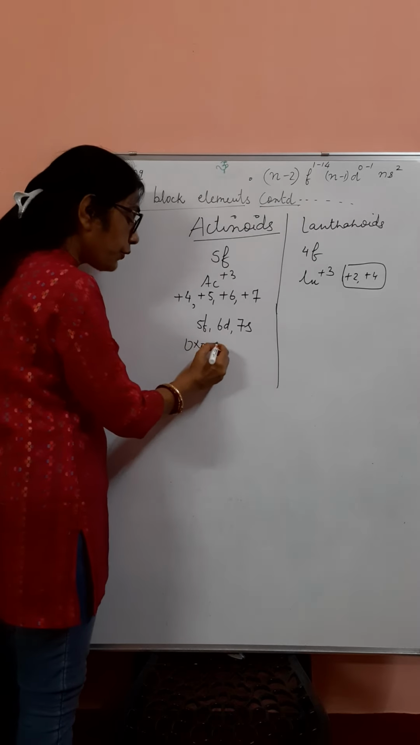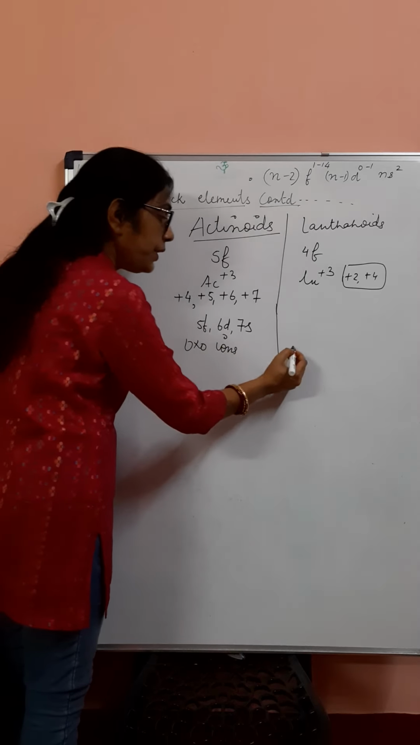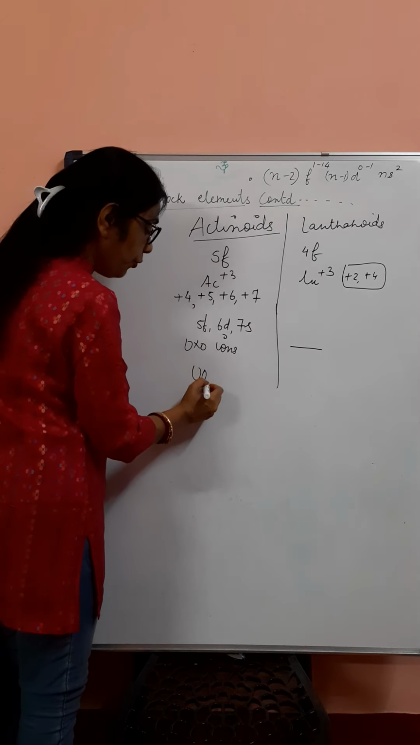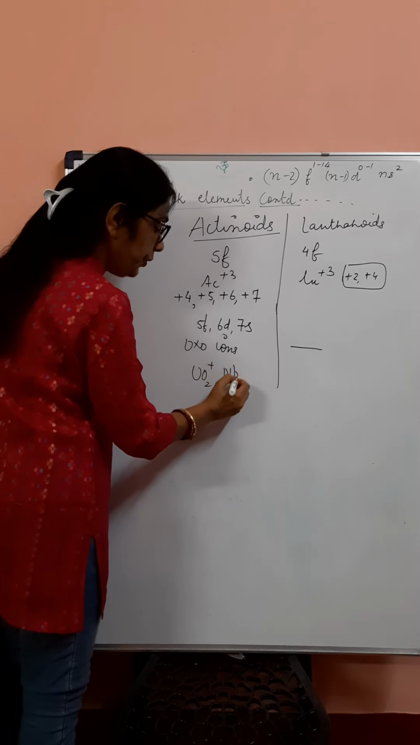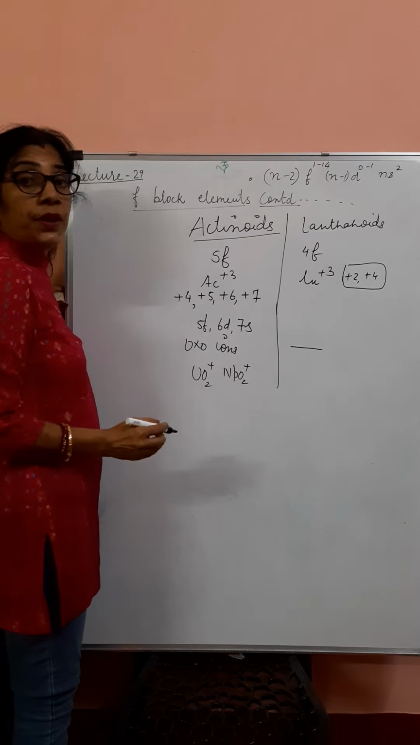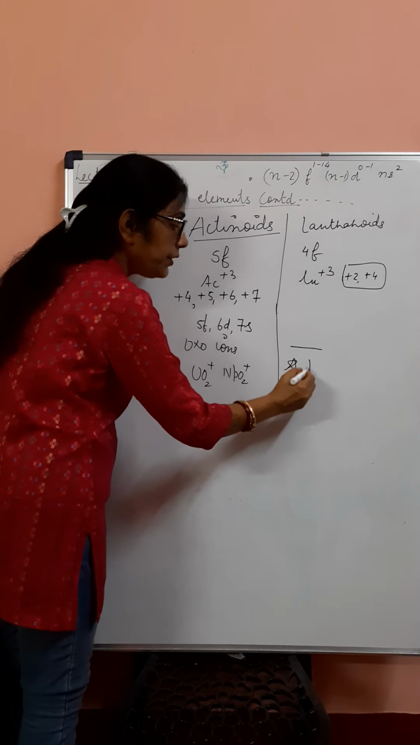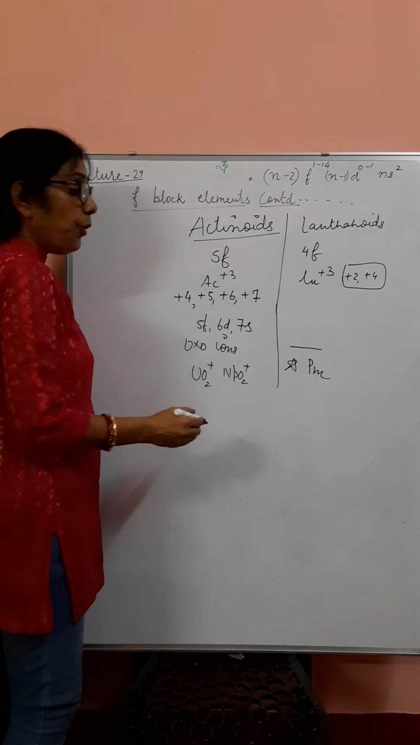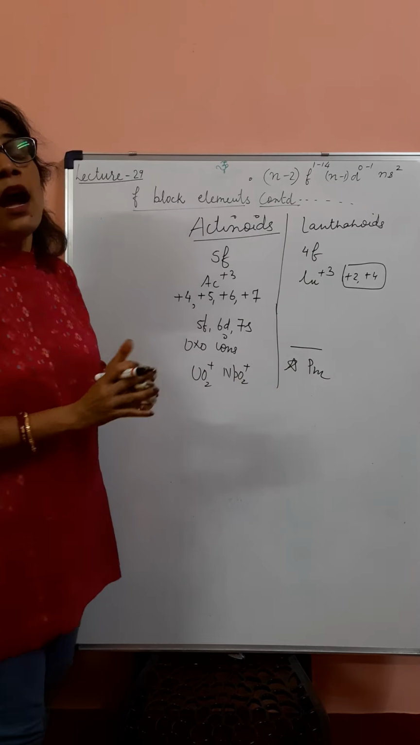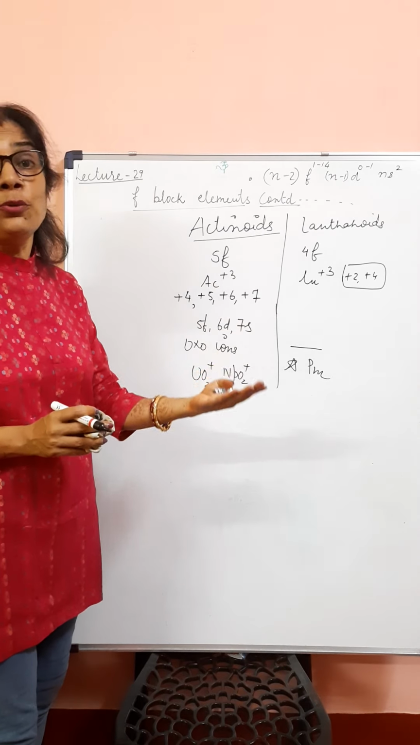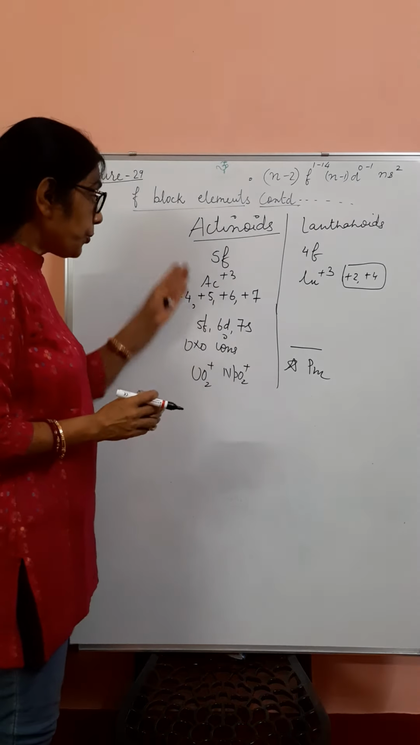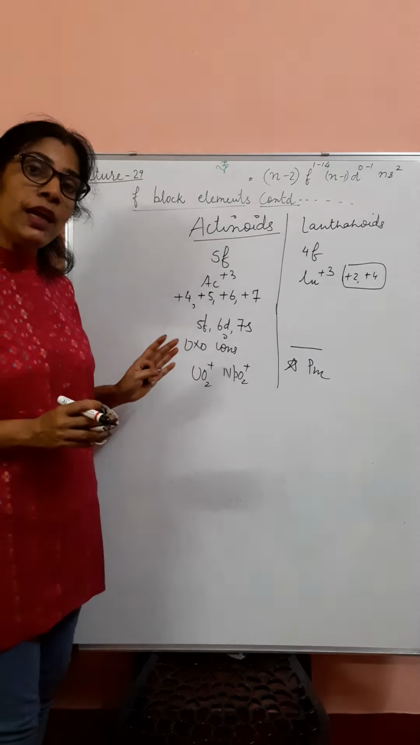Then actinoids form oxo ions, lanthanoids do not, like UO2+, neptunium and so on. Except promethium, all lanthanoids are non-radioactive, but most of the actinoids are radioactive in nature, and they are used in nuclear reactors as well.